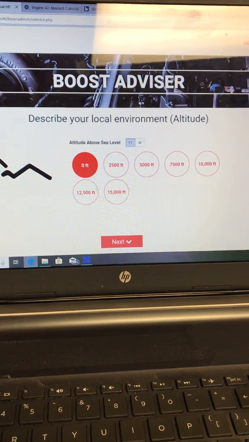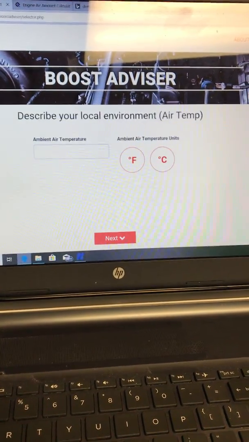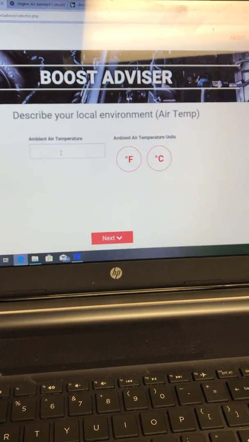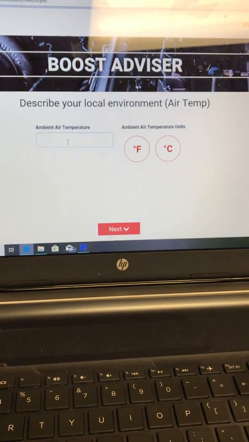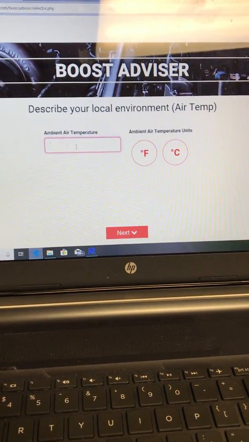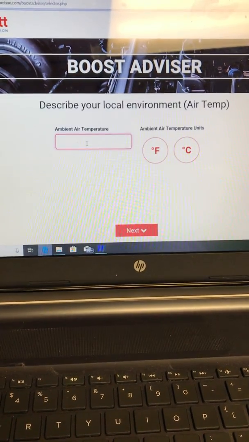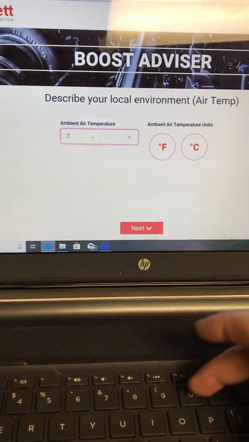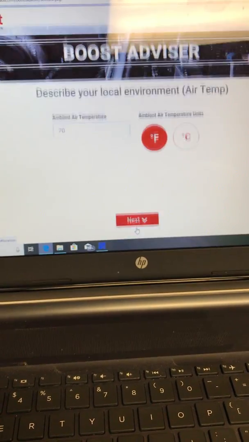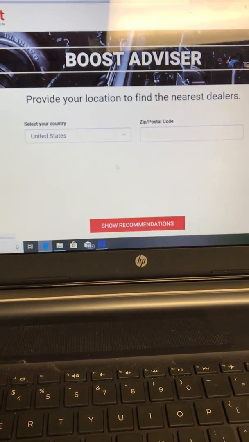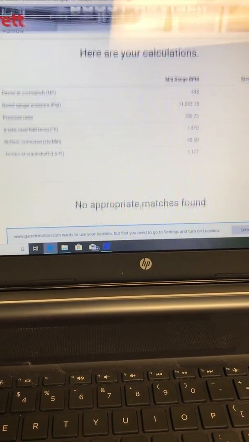I use 0 because I live on the East Coast, and that's something we're going to go back to a little later. Some of you guys out west, where you have high temperatures and high altitudes, it changes everything. I always use 70 unless I know that we're sizing something for the dead of summer. Show recommendations, and it never has any recommendation.